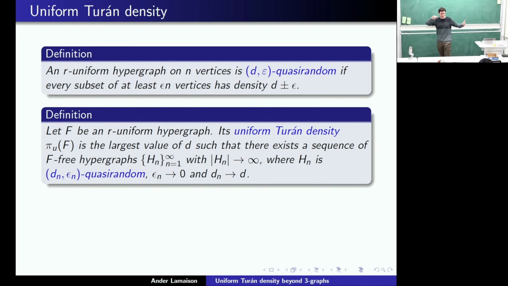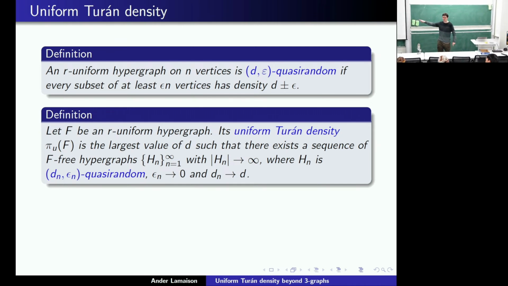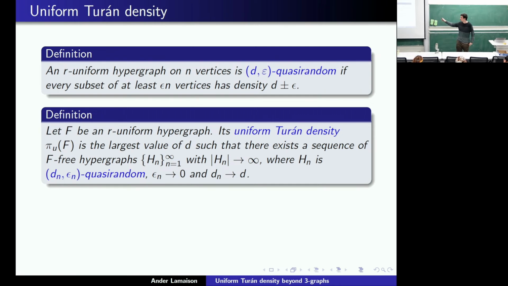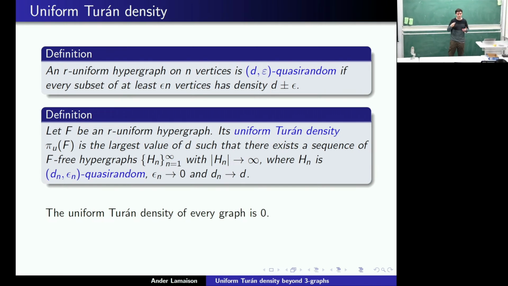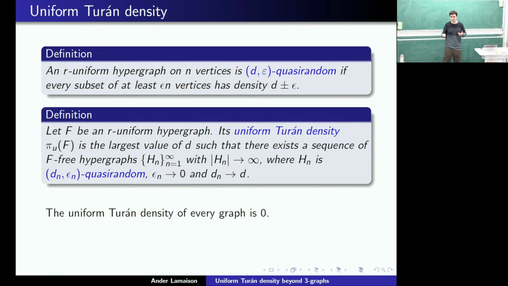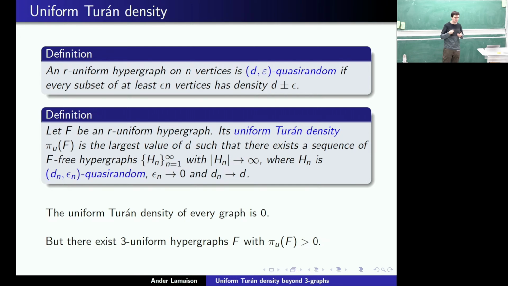So just like its classical counterpart, this parameter is also known for all graphs. Now the answer is always 0. It's an easy consequence of the regularity lemma, that if you have positive density, like greater than some constant epsilon, everywhere in your graph, in all linear subsets of your vertex set, then you do contain arbitrarily large cliques. But for 3-uniform hypergraphs, you don't always get 0. You can, in fact, have dense quasi-random graphs that avoid certain subgraphs.